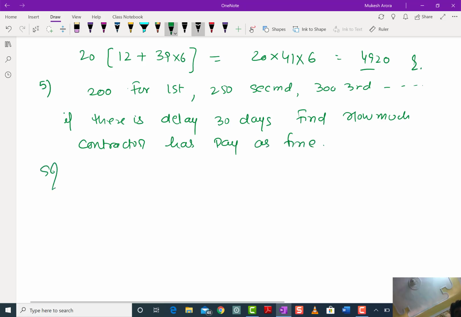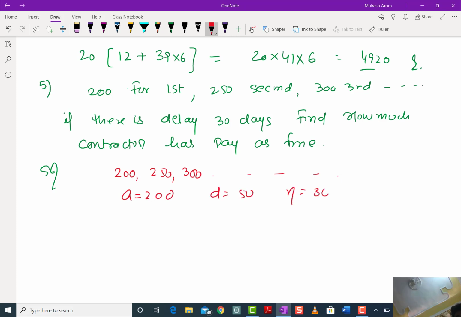There is a fine for delay of the construction: 200 rupees fine if there is a delay of 1 day, 250 for the second day, 300 for the third day, and it increases by 50 rupees every day. If there is a delay of 30 days, find how much he has to pay for 30 days. The first day he has to pay 200, then 250, then 300. So A is 200, D is 50, N is 30.